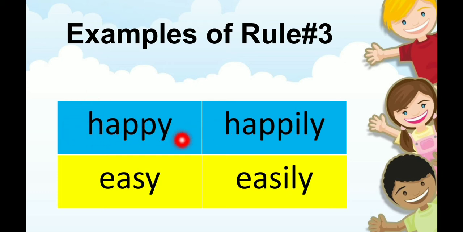Happy. What is coming in the end? Y, right? Easy. What is here in the end? Y. So what are we going to do here? We are going to remove y and we'll add ily to make it an adverb, okay? What will be the adverb of happy? Happily. I have removed this y and I have added ily. Happily. Okay.